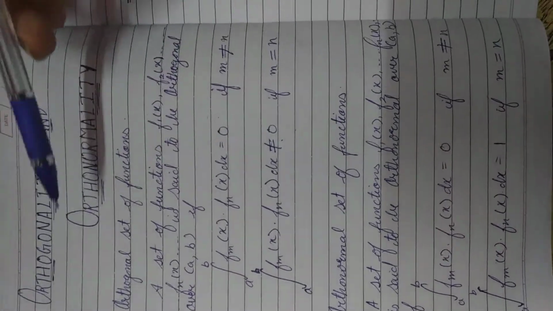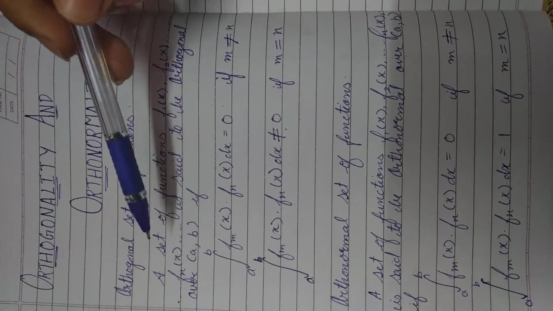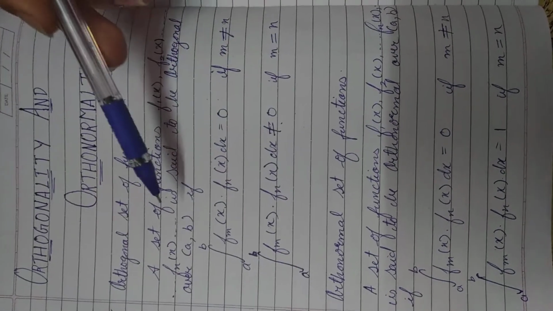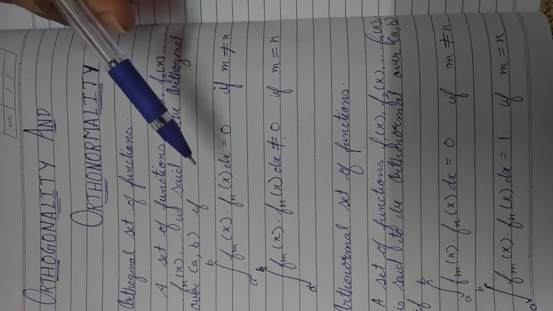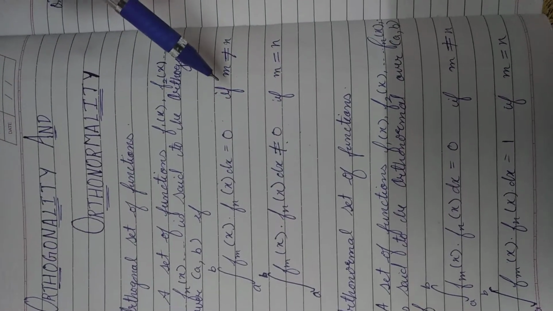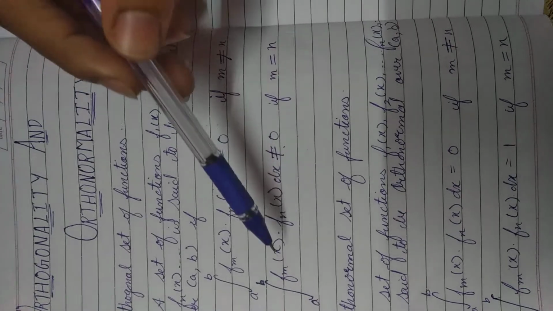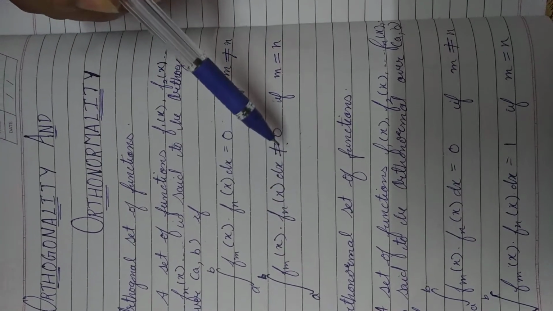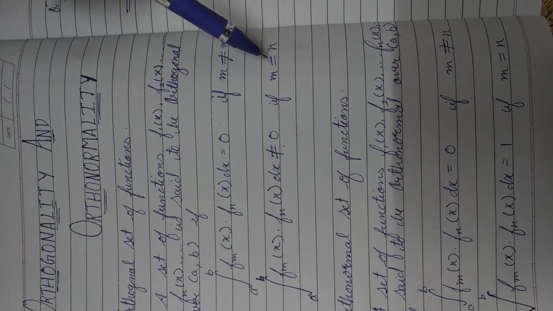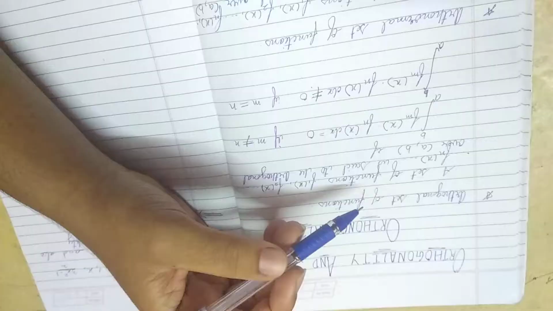Now, orthogonal set of functions. A set of functions f1(x), f2(x), ..., fn(x) is said to be orthogonal over [a, b] if the integral of fm(x) times fn(x) dx is equal to 0 if m is not equal to n. This is case 1. And case 2 is the integral of fm(x) times fn(x) dx is not equal to 0 if m is equal to n. This is the second condition.